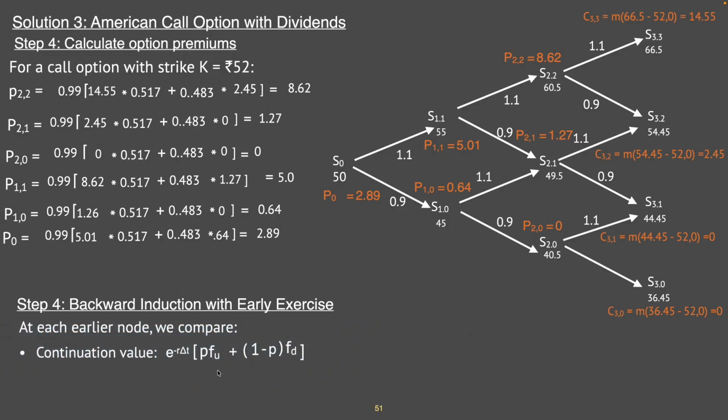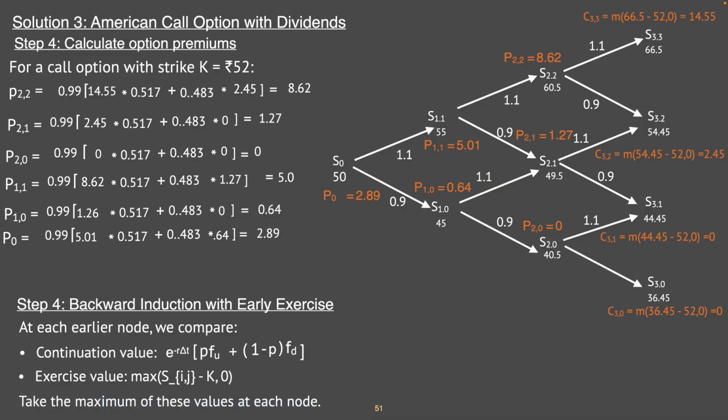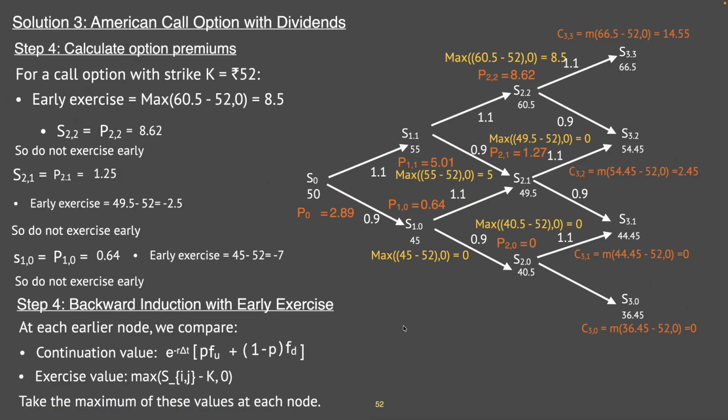We have calculated the continuation value using this formula here: e to the power of minus r delta t into p into fu plus 1 minus p into fd. So this is the formula which has been used to get all these values. Now you have to calculate the exercise value. Exercise value is same as this formula which we used: max of 66.5 minus 52. Here also we will use the same value and see what will happen at each node.